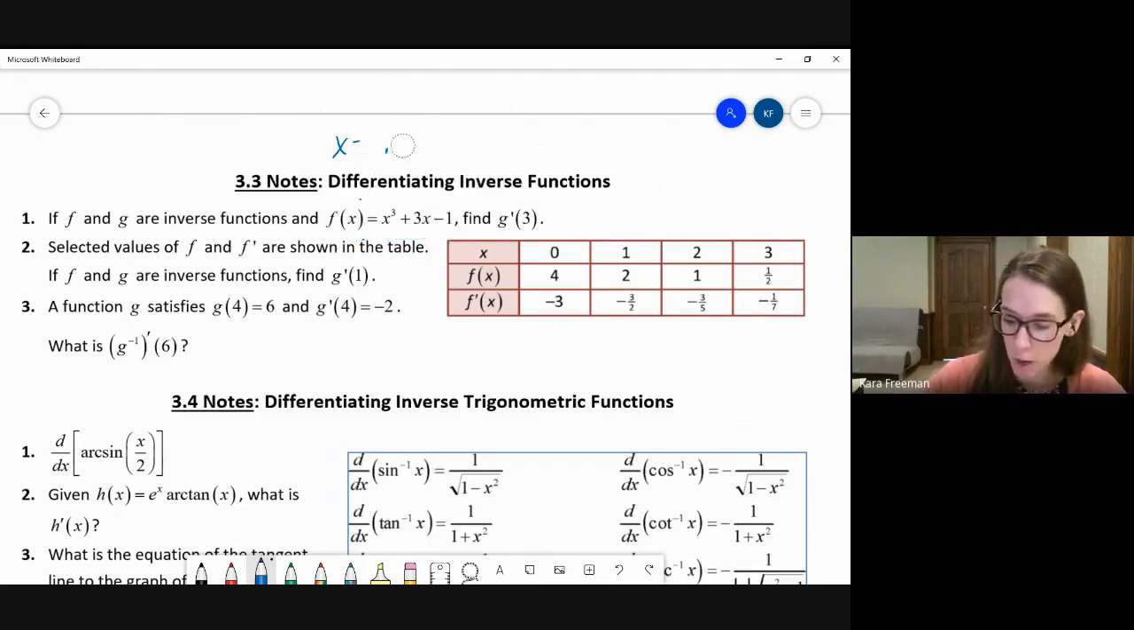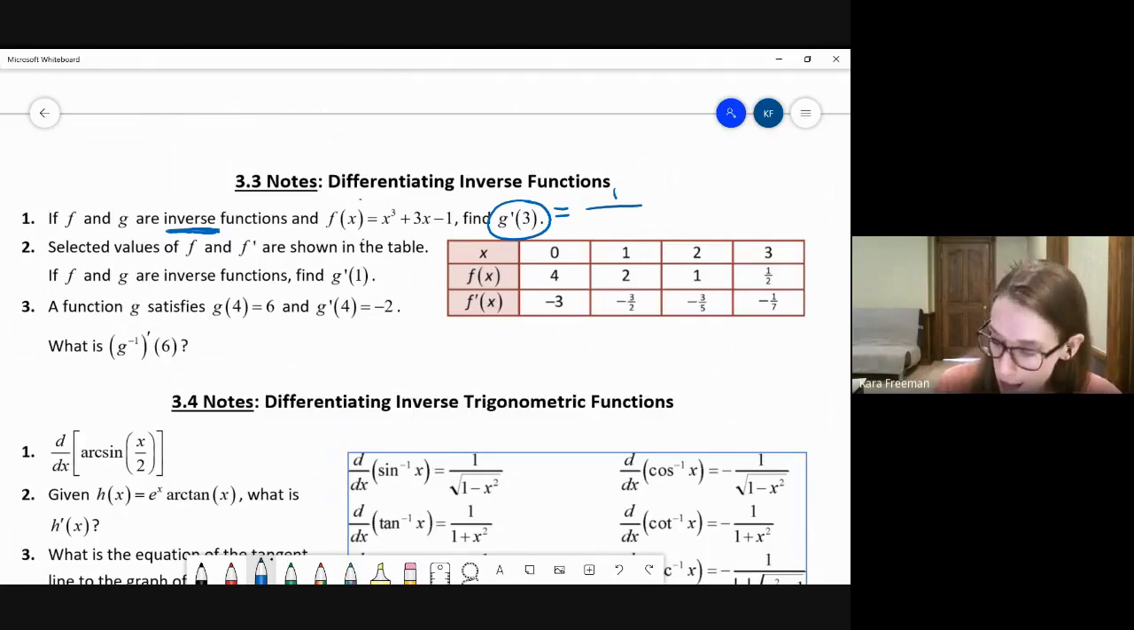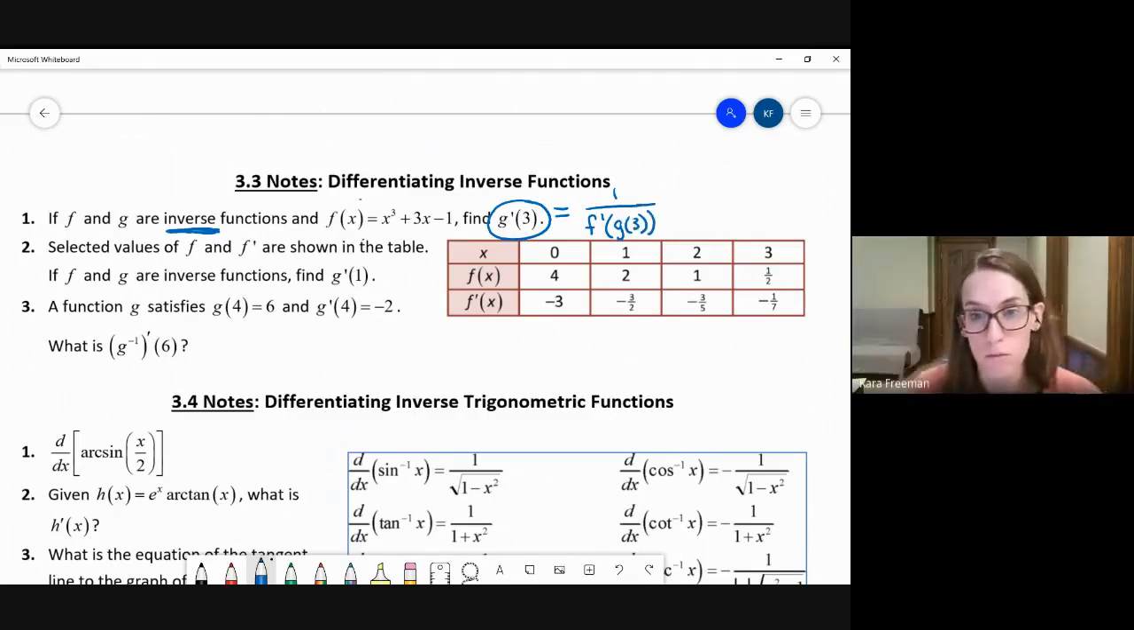So if I want to find g prime of 3, so f and g are inverses, I can find f prime of 3, right? Because I'm given f. But how do you find g prime of 3? As soon as I see this phrase right here, the very first thing I write down is, if I want g prime of 3, I look at my formula, and that's going to be equal to 1 over f prime of g. So this would be 1 over f prime of g of 3. Does everybody agree, just following the formula? Do you agree with that statement, if f and g are inverses? So it's f prime of something.